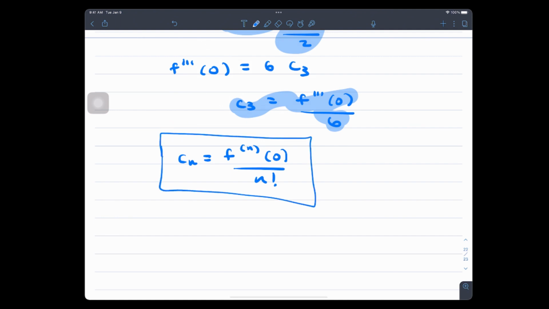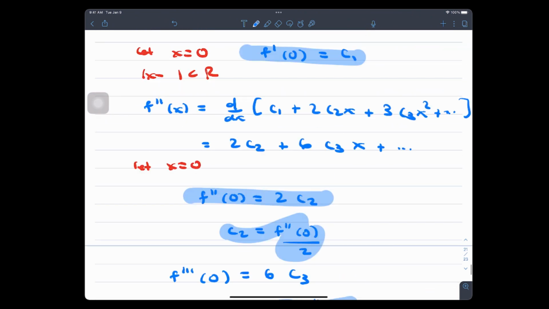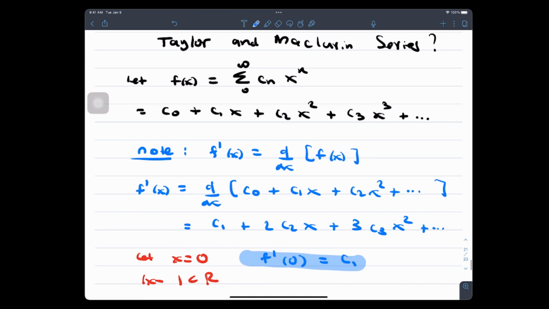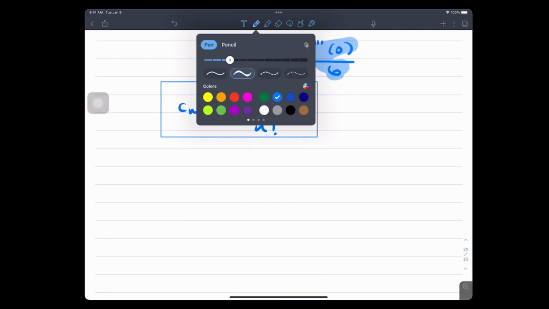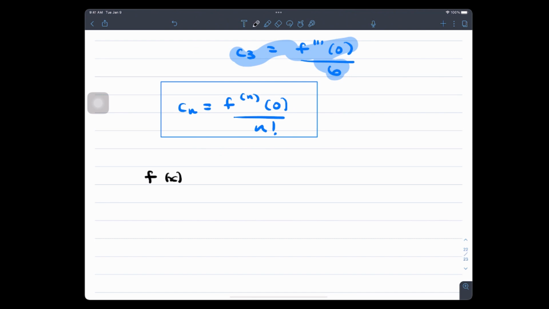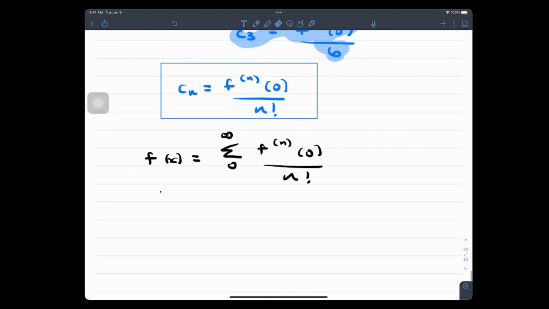Okay. That's an important detail, because we're describing Cn here. So what that means for us is this. Your function in general, if it can be written as a power series, we can write it as the sum of f to the nth derivative evaluated at 0 over n factorial, for x around 0. And don't forget the x to the n.